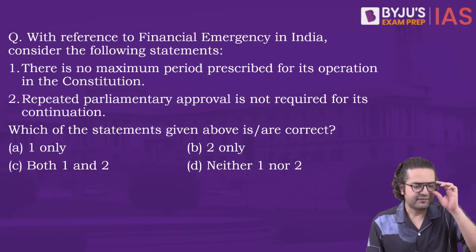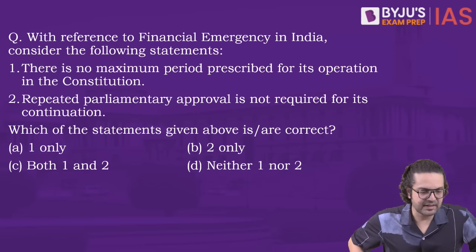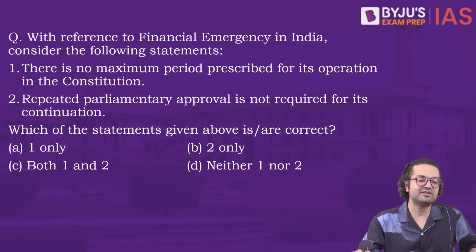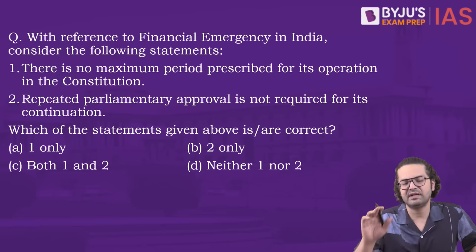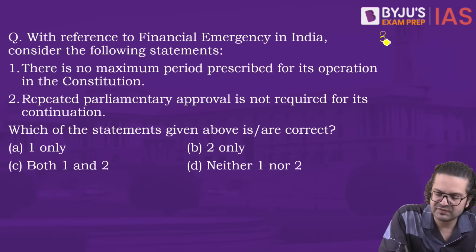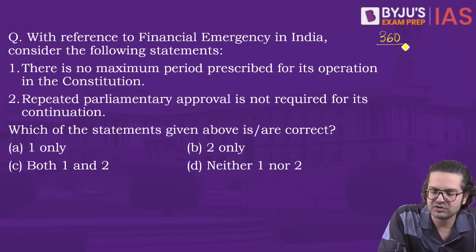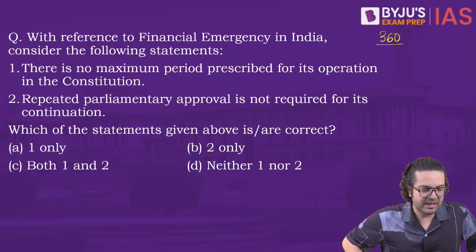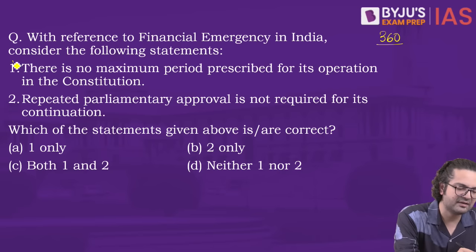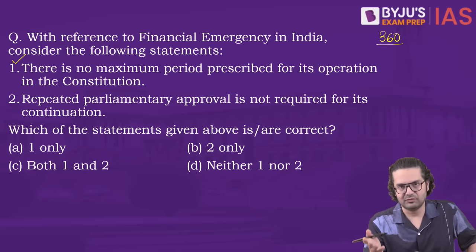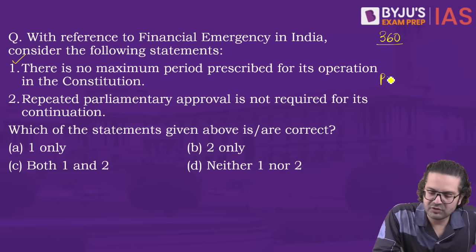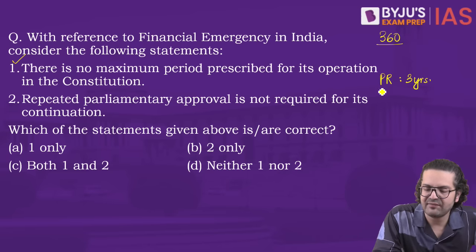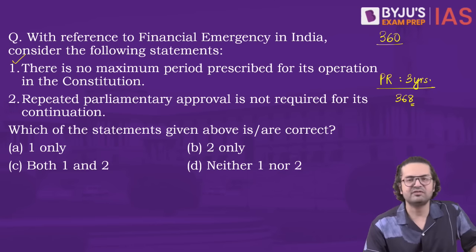Next question. With reference to the financial emergency in India, consider the following statements. Financial emergency, Article 360. There is only one article for financial emergency. Article is very important. Please make sure you remember it. There is no maximum period prescribed for its operation in the Constitution. Absolutely correct. In fact, there is no maximum period for national emergency also. There is a maximum period for President's rule. What is that? 3 years. In case you want to extend it, you will have to use Article 368. Modification in the Constitution is required.